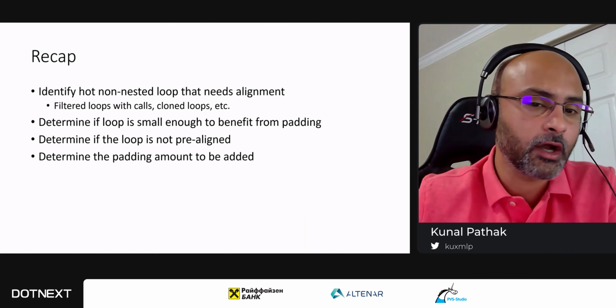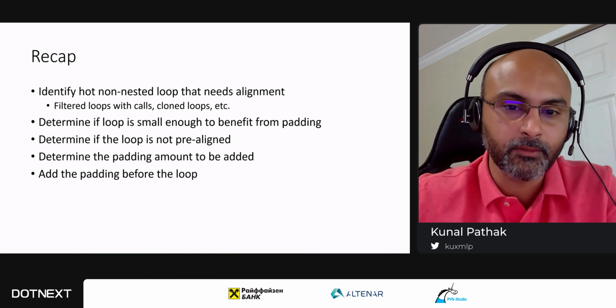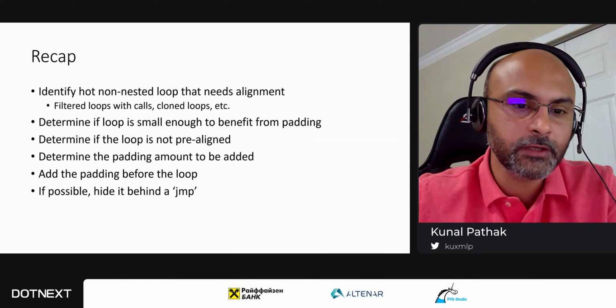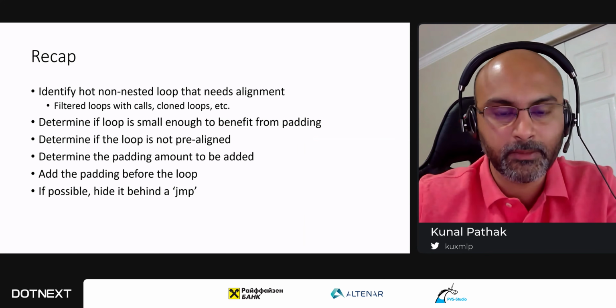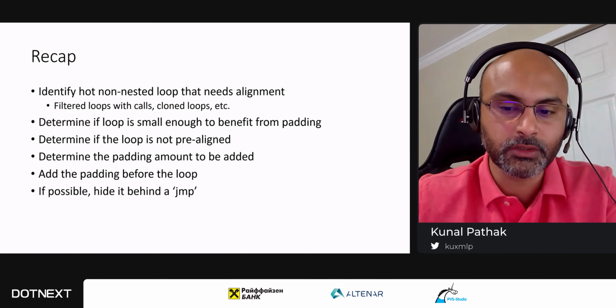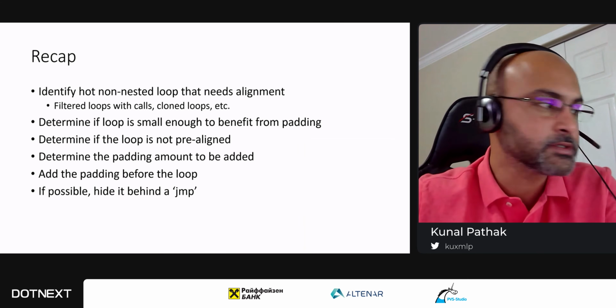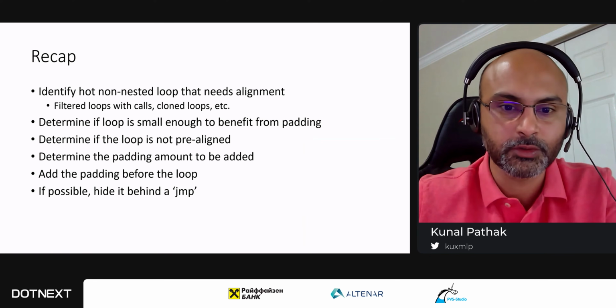Next, we calculate how much padding needs to be added, and then we add the padding before the loop. And sometimes, if it is possible, we try to hide it behind a jump. So these are all the things that we do in order to align a loop. Although it sounds like a simple idea to just align a loop, there are a lot of design choices that we have to make to accomplish that.